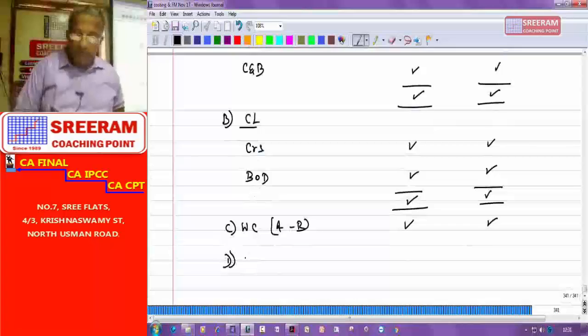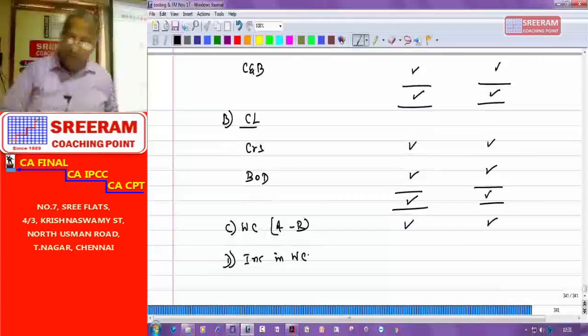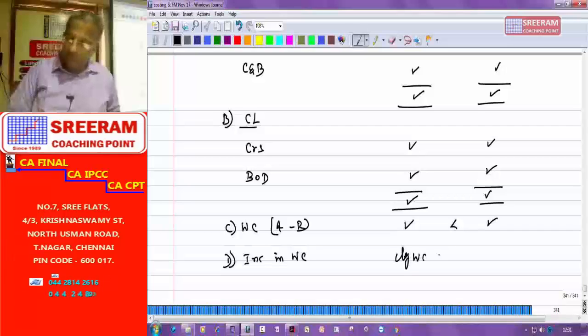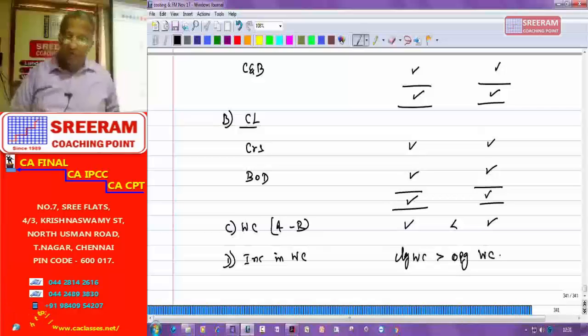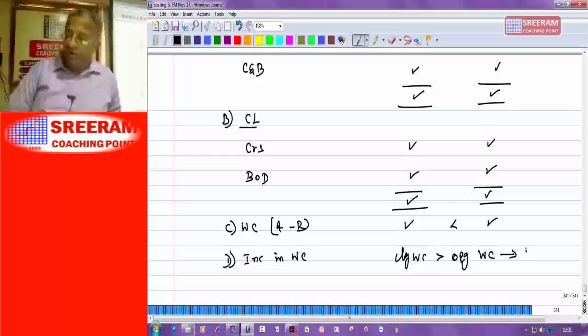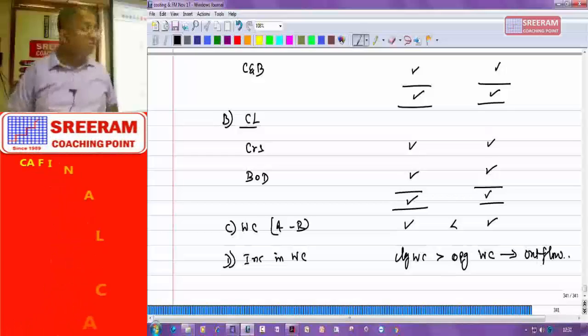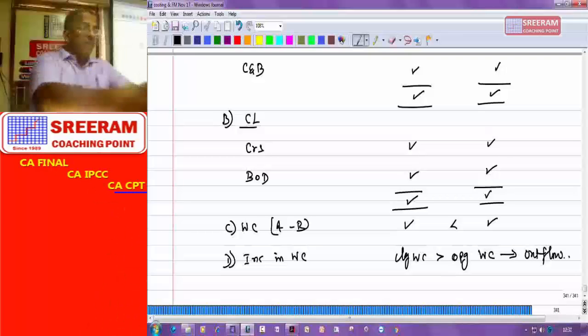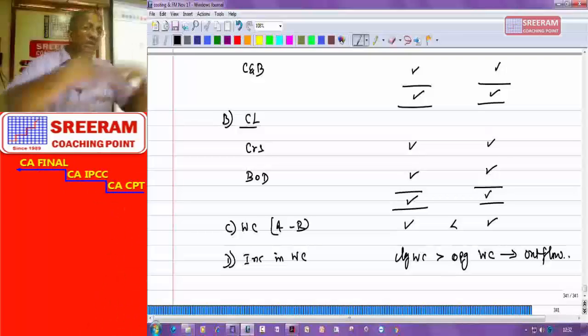D, increase in working capital, where closing working capital is greater than opening working capital. So increase in working capital is application, that is outflow. How come? Increase in working capital means I have invested my money, our money had just gone up.